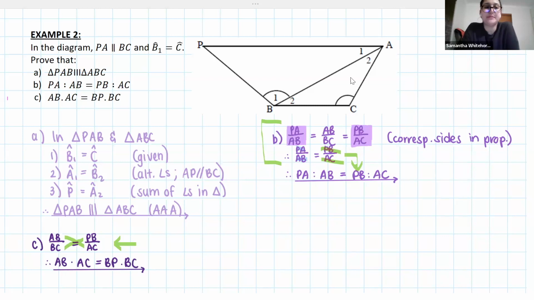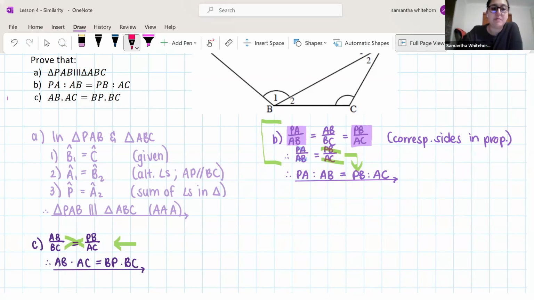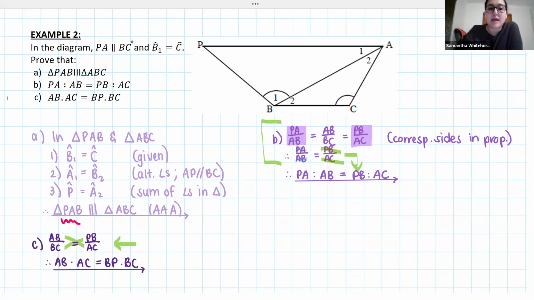Okay. Make sure you match up your angles. So remember, if I'm going to use the order PAB, my angles must match up. The angle that matches up with P is A. The angle that matches up with A is B, and the angle that matches up with B is C. So once that order is correct, you can then set up your ratios in the next question.